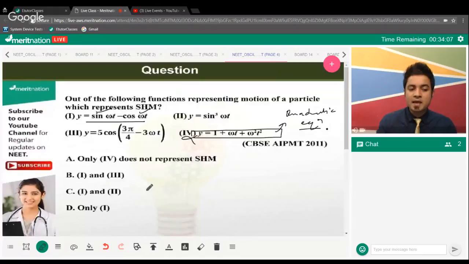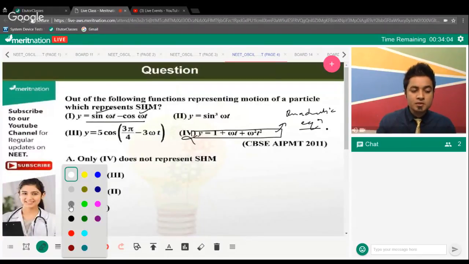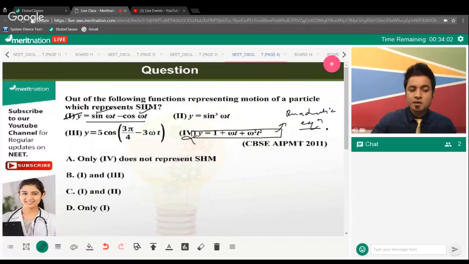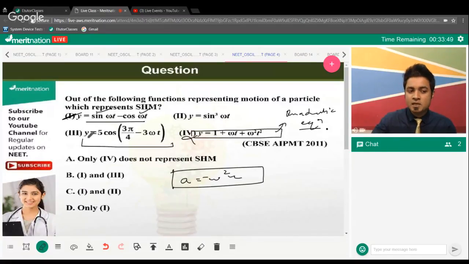And guys, you can do the same activity. This one is performing the SHM, and you can use the same method for this one as well, and you will get, again, you just have to prove it like minus omega square x. So I'm telling you, these are the two options which will be correct here. So first and third have to be the SHM. This is not a periodic function.